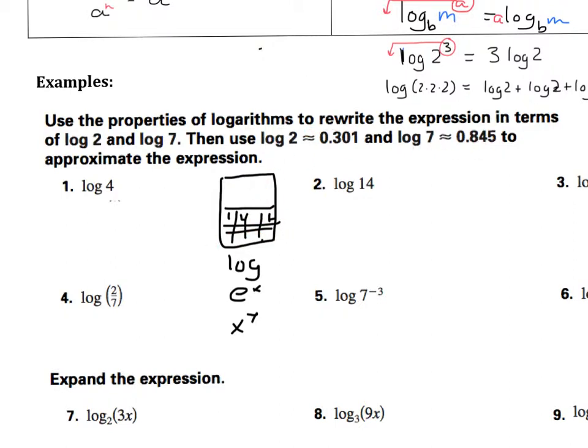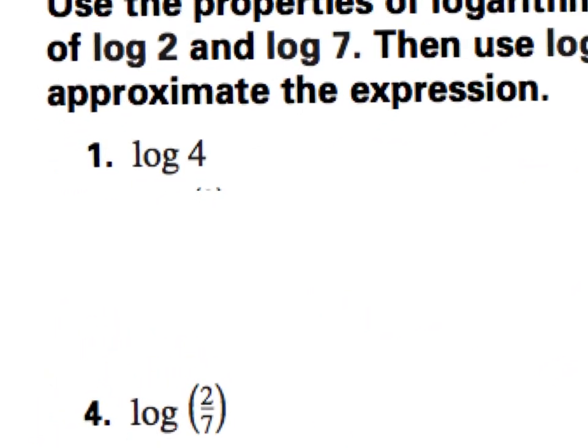to calculate out. So, what we have to do is take this right here, or this one here, or this one here, and this one here, and write it in terms of 2 and 7. Because we know what log 2 is, it's 0.301, and we know what log 7 is, 0.845. So this first one right here, log 4.